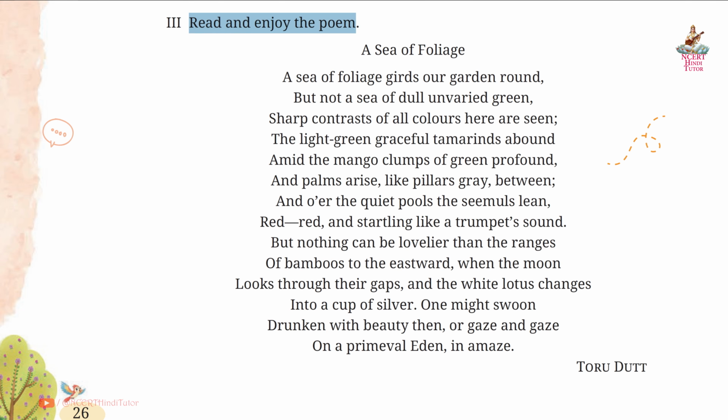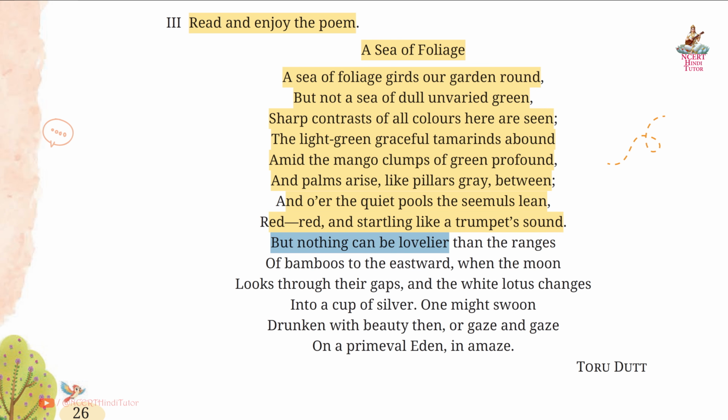Third, read and enjoy the poem. A sea of foliage girds our garden round, but not a sea of dull, unvaried green. Sharp contrast of all colors here are seen. The light green graceful tamarinds abound amid the mango clumps of green profound, and palms arise like pillars grey between, and o'er the quiet pools the simals lean, red and startling like a trumpet's sound.